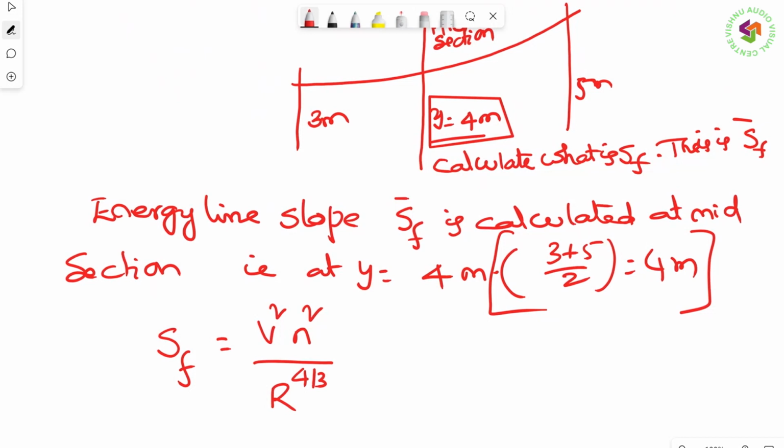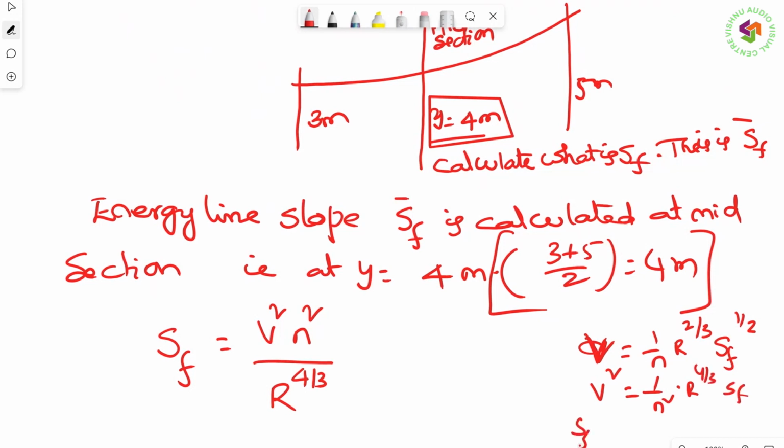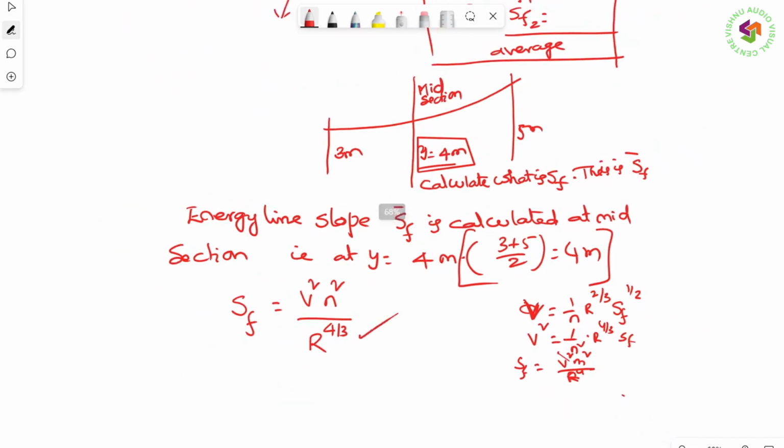Just check it up. V is equal to 1 by N R to the power of 2 by 3 SF to the power of half. V square is equal to 1 by N square R to the power of 4 by 3 SF. So SF is equal to V square N square divided by R to the power of 4 by 3. Fine, this is the equation. There is no problem.